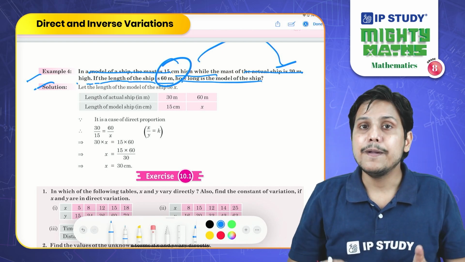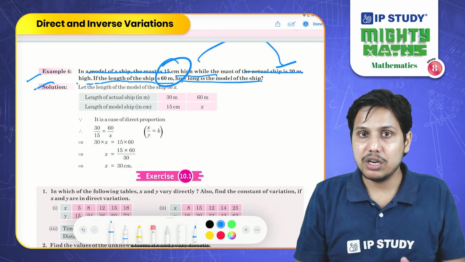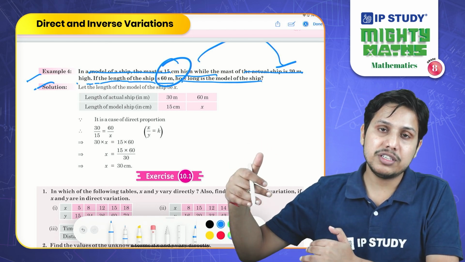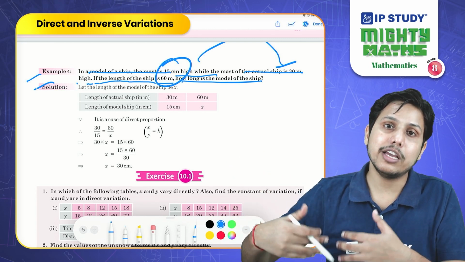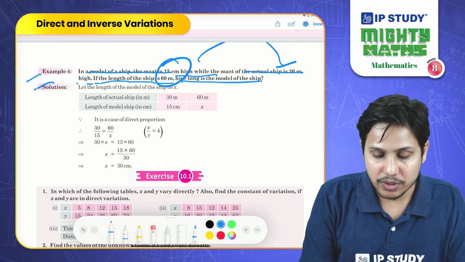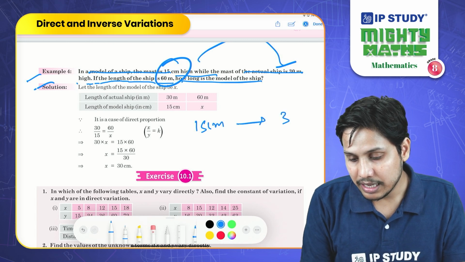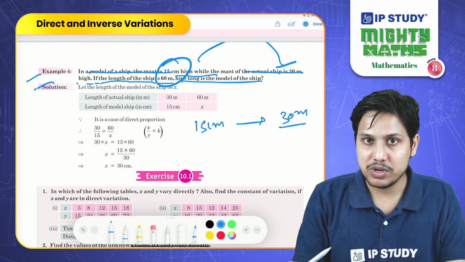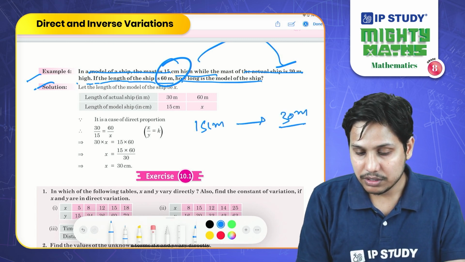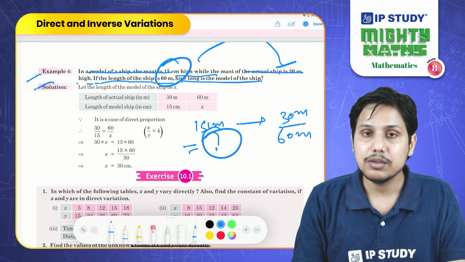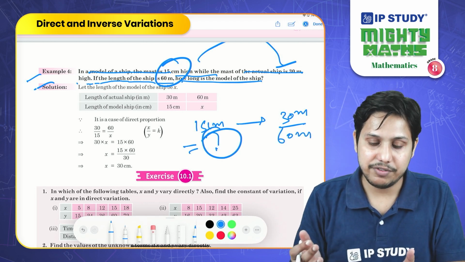If we have a bigger ship, the mast will look smaller in the model, and if we have a smaller ship or bigger ship, it will change accordingly. Yes. So if we have a 15 centimeter high mast for a 30 meter actual ship, then for a ship of 60 meter we want to find out the length of mast that it will have.